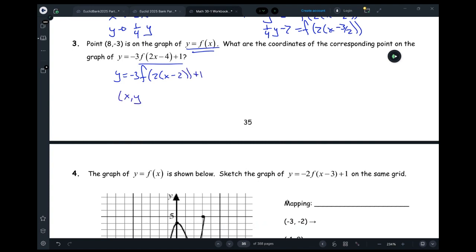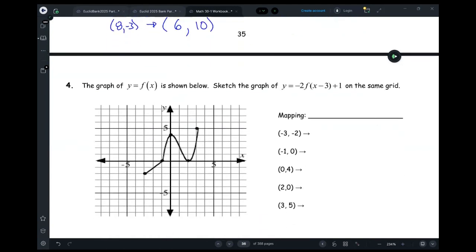And so now my image point is going to be, well, for the x, I've got a stretch by a factor of 1/2, and then I moved it 2 to the right. But for the y, it's going to be -3y plus 1. So now I take the point (8, -3), and here we go. Half of x, half of 8 is going to be 4, plus 2 is 6. Then I take the -3 and plug it in. -3 times -3 is 9, plus 1 is 10. So the new point becomes (6, 10). (8, -3) becomes the point (6, 10).